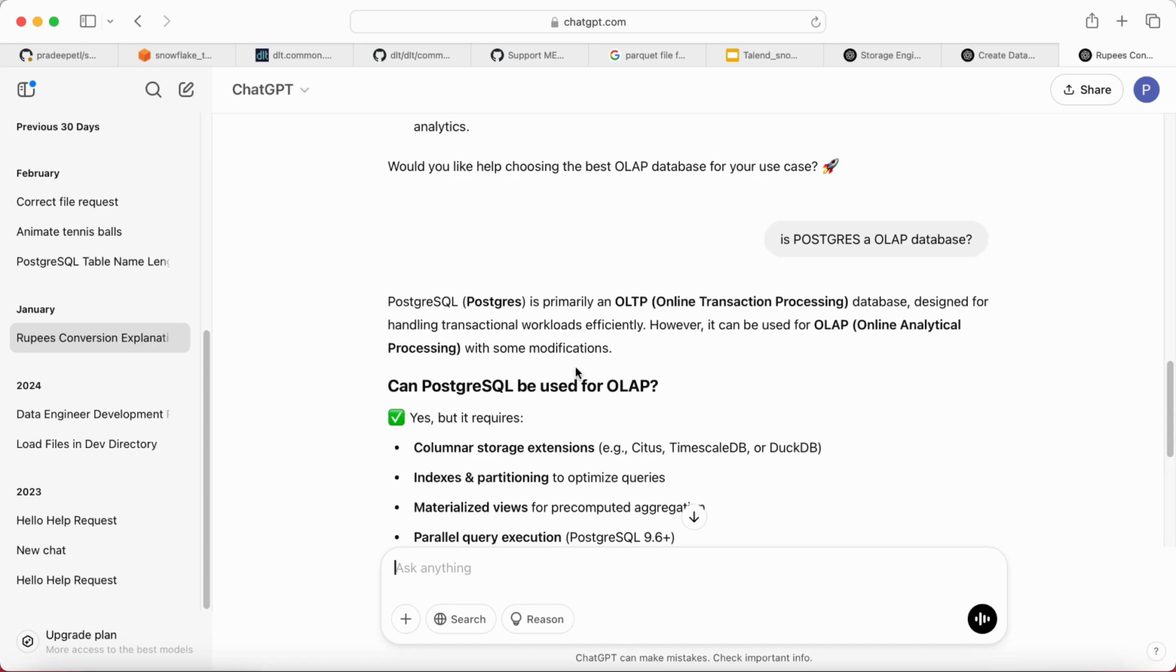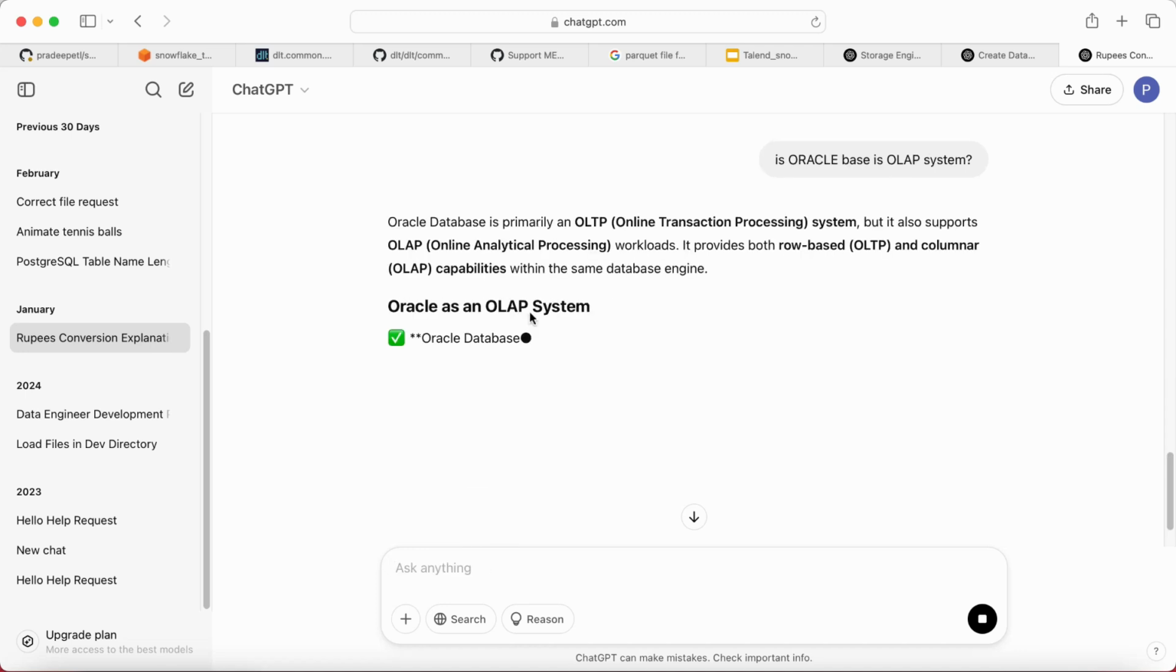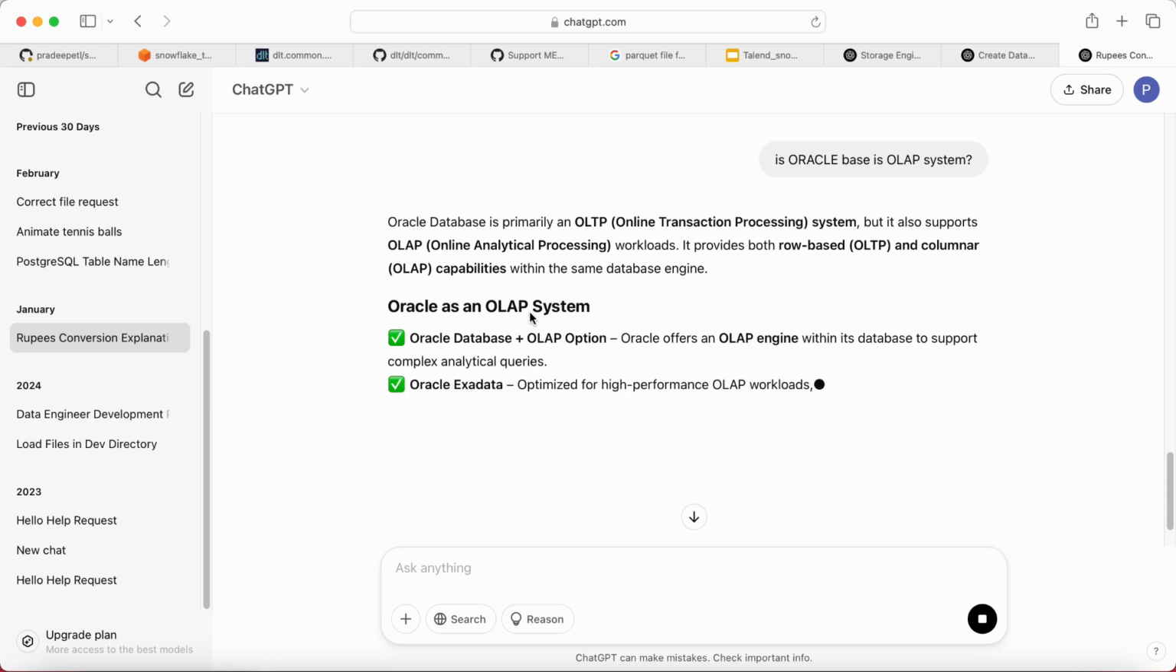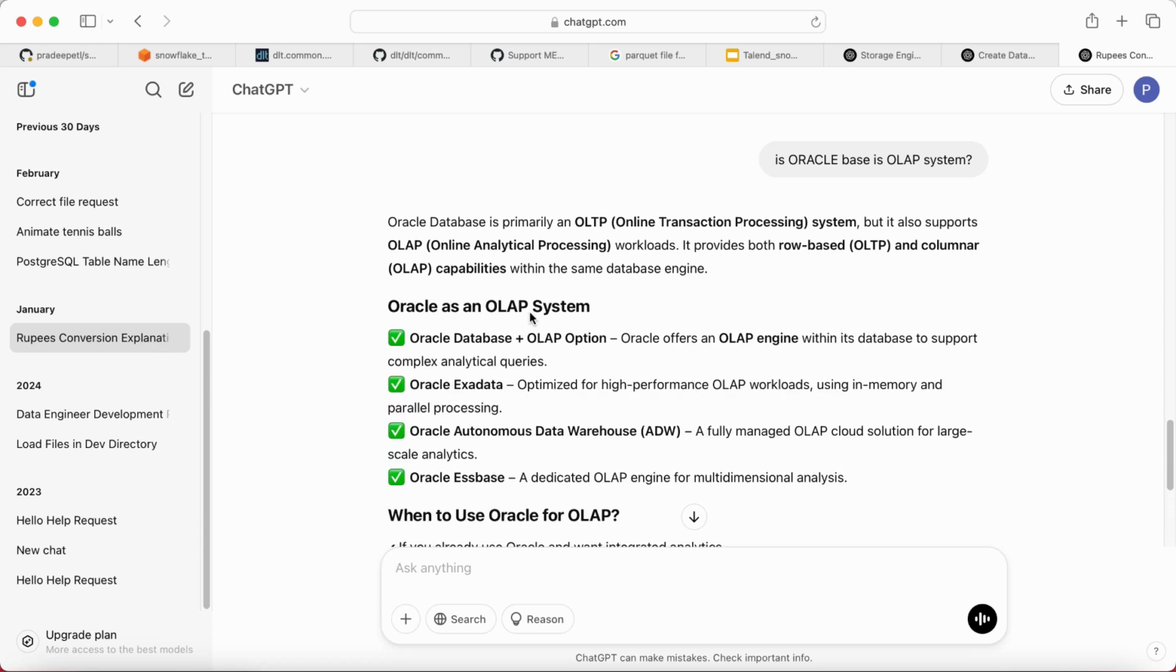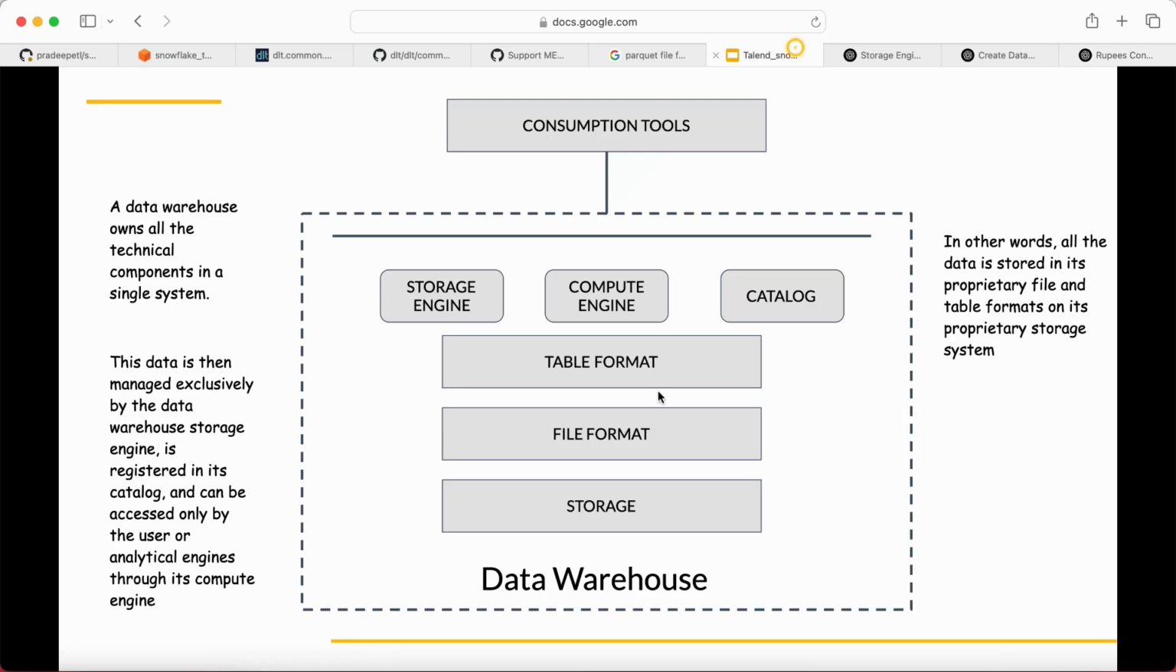You might have used it extensively, so it's an OLTP system. So is Oracle. Let's ask, is Oracle a database? Again, Oracle is also an OLTP system, but it can be used as an OLAP system, though it is actually an OLTP system. So these are the examples of OLAP databases, which means these are the systems which actually implemented all of these components.